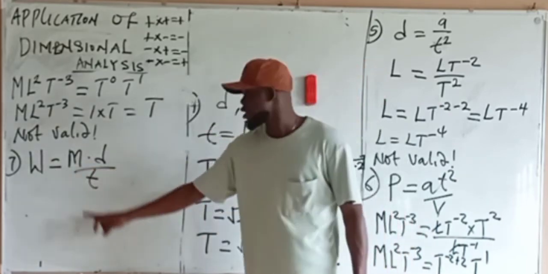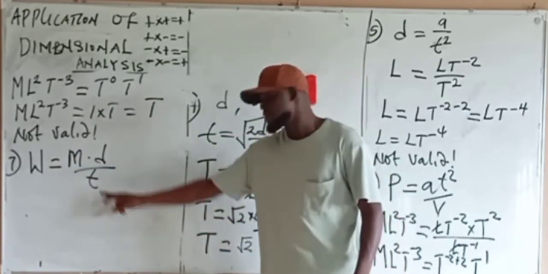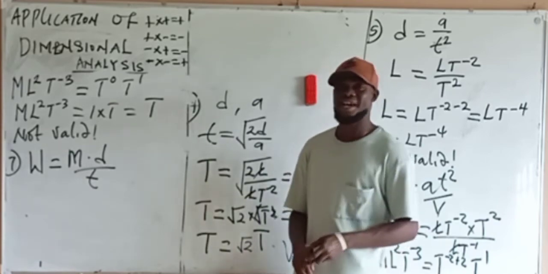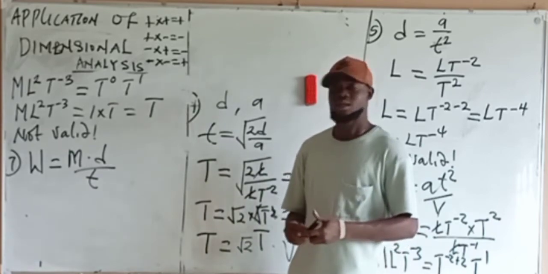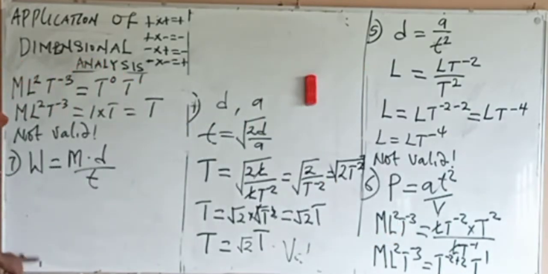Check if the equation is correct. Let's check if it is correct. We have W. What is the dimension of W? Look at all their dimensions. The dimension of W is M L squared t raised to the power minus 2.